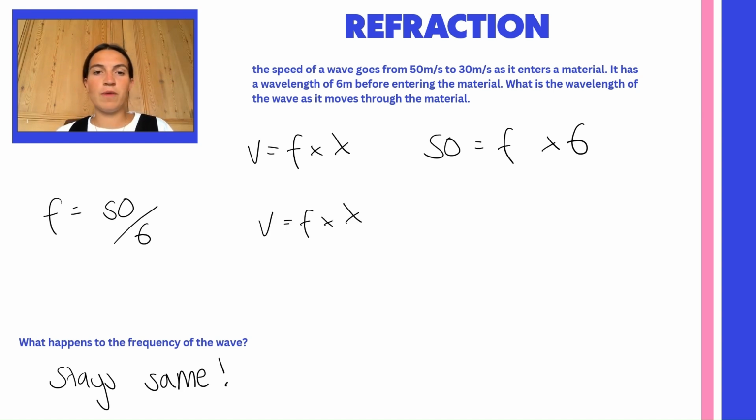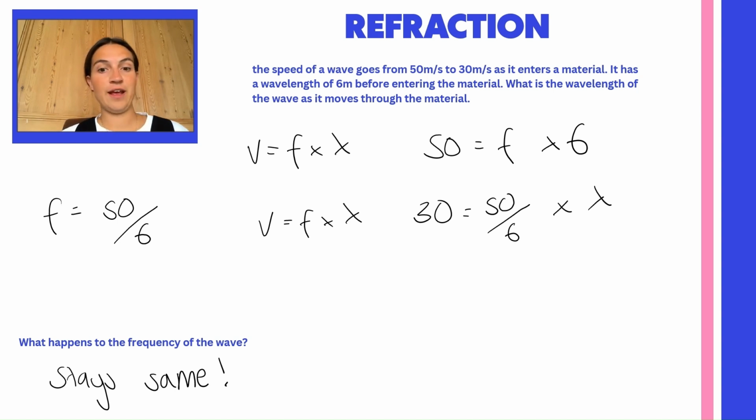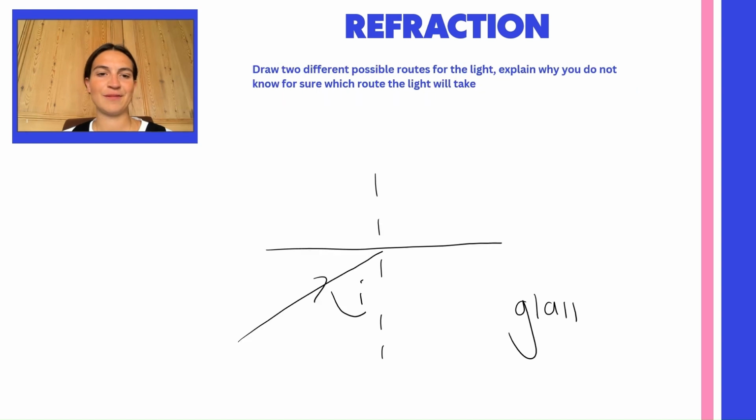So let me use my equation again, but this time plug in my new speed to be 30, but the frequency is the same, so that's still 50 over 6, and multiplying that by the new wavelength. So if I take 30 and divide it by 50 over 6, that gives me my wavelength of 3.6 meters.